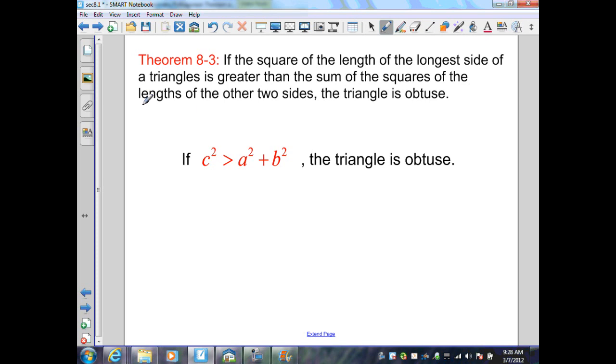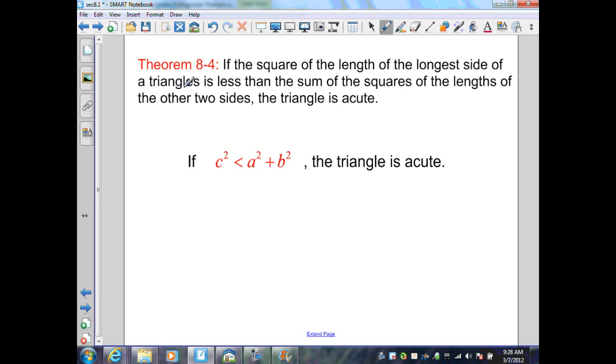In other words, performing the Pythagorean theorem, if I find out the longest segment squared is greater than the sum of those two other segments squared, then I know I have an obtuse triangle. Theorem 8.4 states if the square of the length of the longest side of a triangle is less than the sum of the squares of the lengths of the other two sides, the triangle is acute. Therefore, if it's greater, it's obtuse. If it's less than, it's acute. If it's equal to, it's a right triangle.